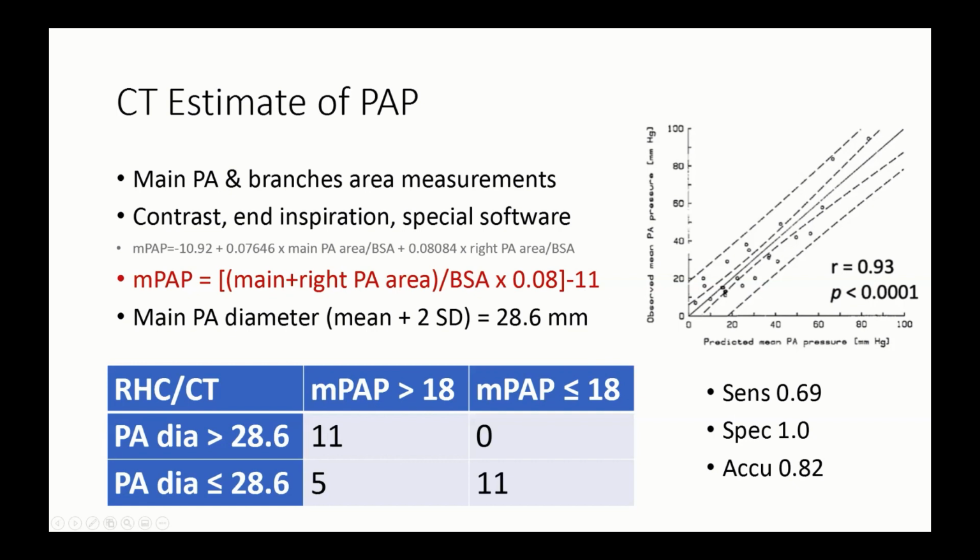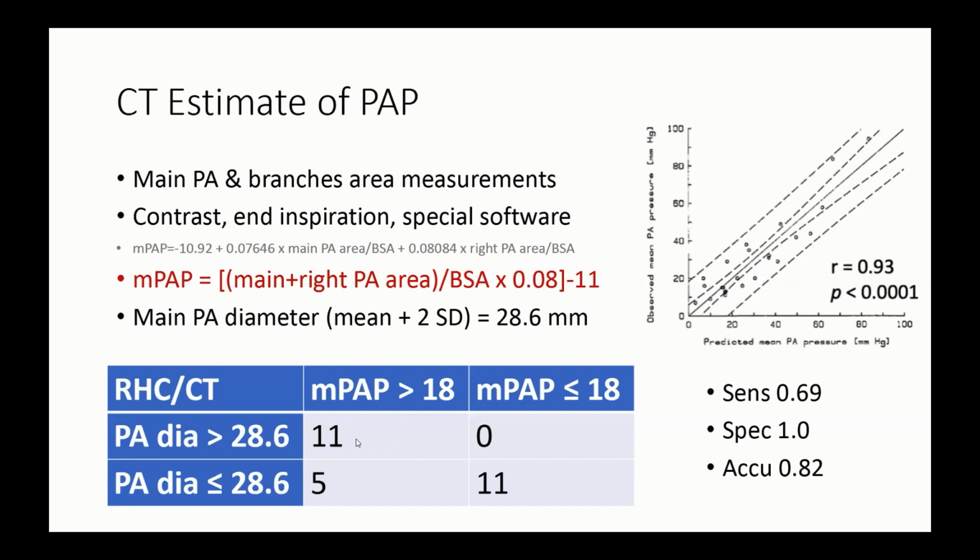So if you take a hypothetical situation of someone who has a main pulmonary artery diameter of 3 centimeters and a right pulmonary artery diameter of 2 centimeters and a body surface area of 2 square meters, you end up with a pulmonary artery pressure of 29 or 30. So 3 and 2 are too big for the main and the right arteries.